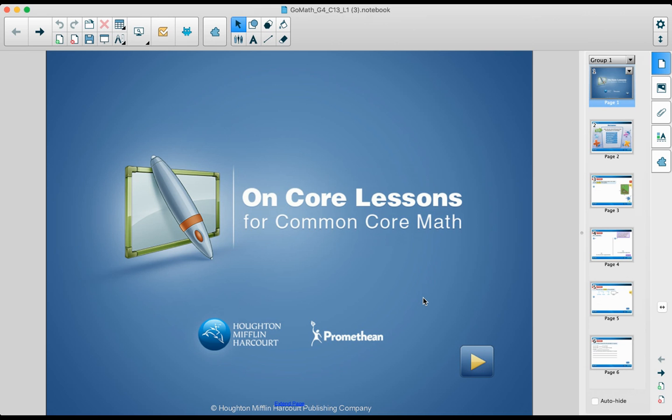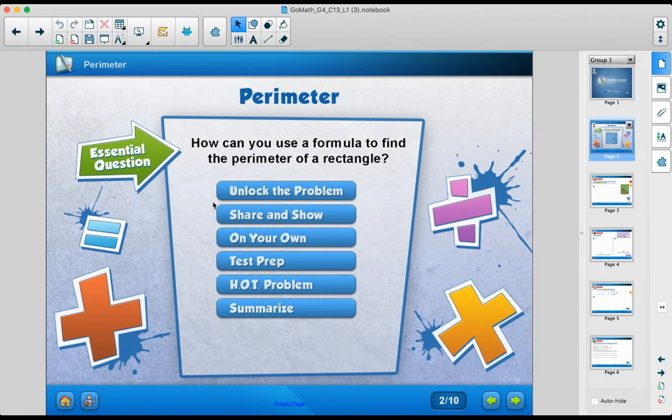This is Mrs. Ostrike, and today we'll be working in our Go Math book, Chapter 13, Lesson 1, on page 717. Our essential question is, how can you use a formula to find the perimeter of a rectangle?